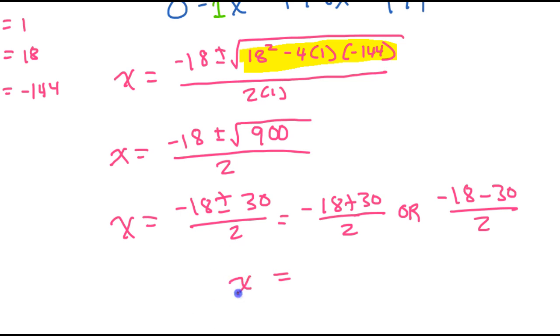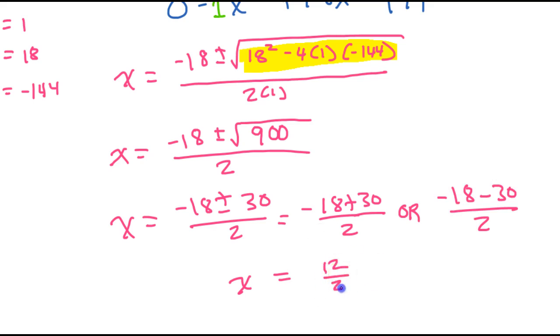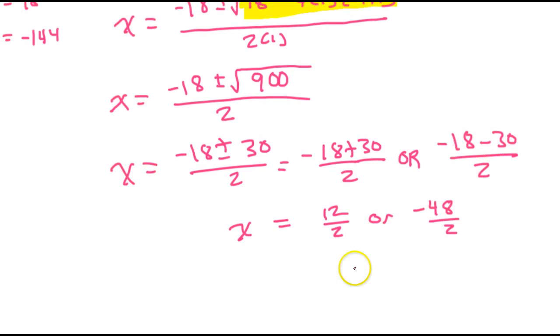So that means that x is equal to, let's see, well, negative 18 plus 30, that's 12. So that's 12 over 2, or that's going to be negative 48 over 2. Both of these numbers are divisible by 2, so that means x is equal to 6, or negative 24. So if we were just solving an equation, these would be the two solutions.